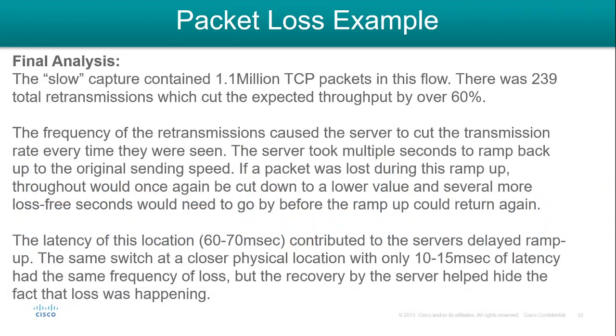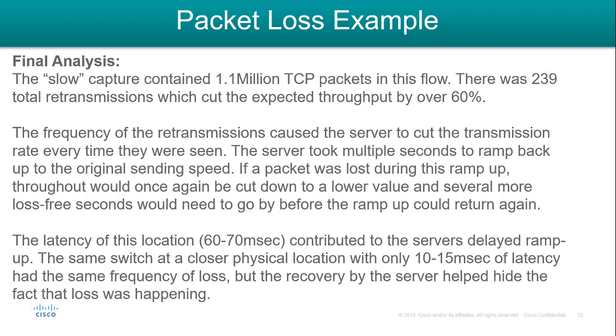So what does our final analysis look like? Well, the slow capture that we've been looking at actually contained about 1.1 million TCP packets in the flow. The retransmissions, however, totaled about 239. So 239 packets out of 1.1 million, and that was over nearly 200 seconds. So a pretty sizable amount of time. But that small amount of retransmissions was able to bring the expected throughput down by over 60%.